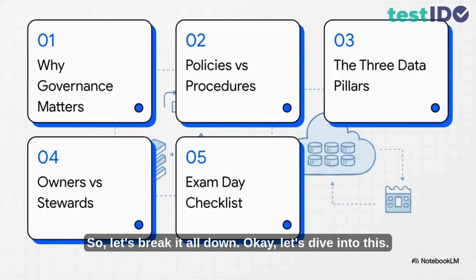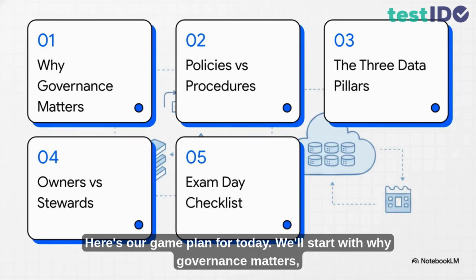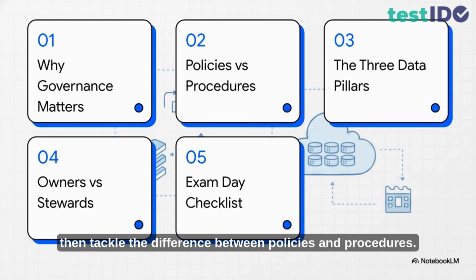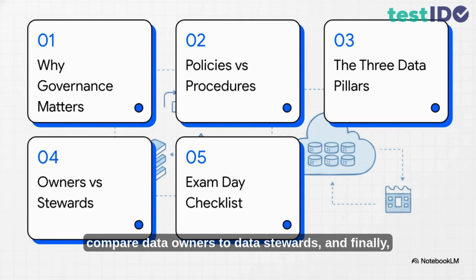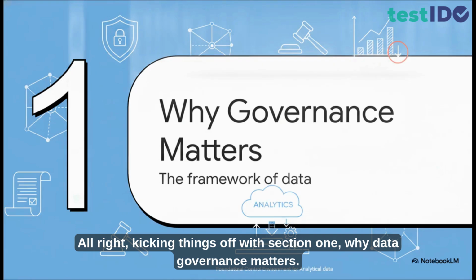Okay, let's dive into this. Here's our game plan for today. We'll start with why governance matters, then tackle the difference between policies and procedures. After that, we'll look at the big three data pillars, compare data owners to data stewards, and finally, wrap things up with a handy exam day checklist. All right, kicking things off with Section 1, Why Data Governance Matters.